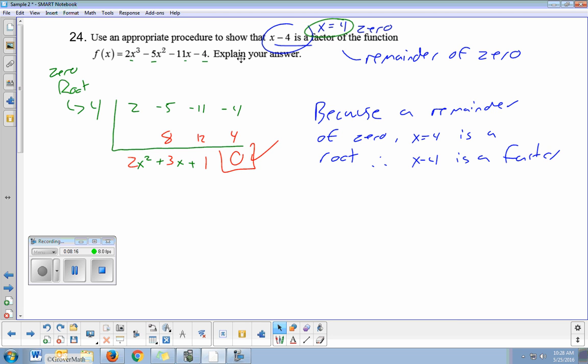Another option is plugging in 4 in here and you get 0. So there's a couple of different ways to do that. But it is a factor, or it is a root, when we have a remainder of 0.